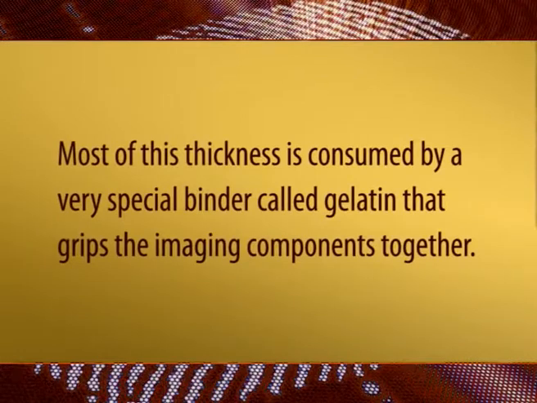There are 20 or more separate layers coated in the film that are mutually less than 1/1000th of an inch thick. Most of this thickness is consumed by a very special binder called gelatin that grips the imaging components together. Part of the layers which are coated on the transparent film don't form images. These layers which don't form images are present to filter light and to control the chemical reaction which occurs in the corresponding steps. Submicron sized crystals of silver halide are there in the imaging layer that act as photon detectors.